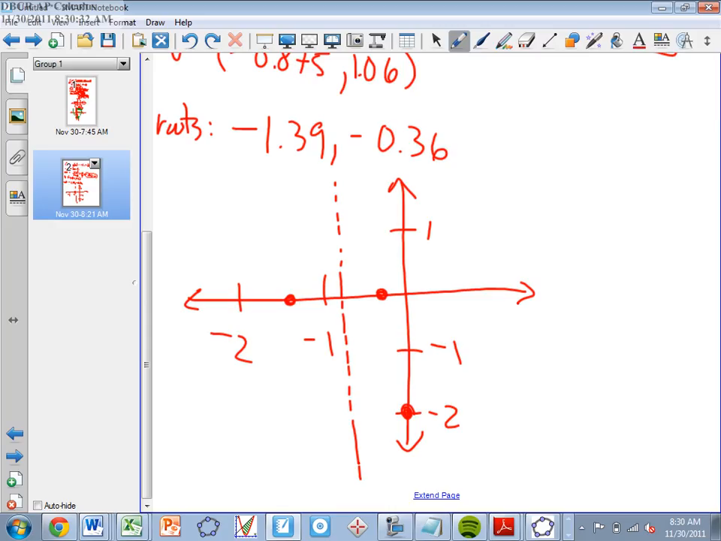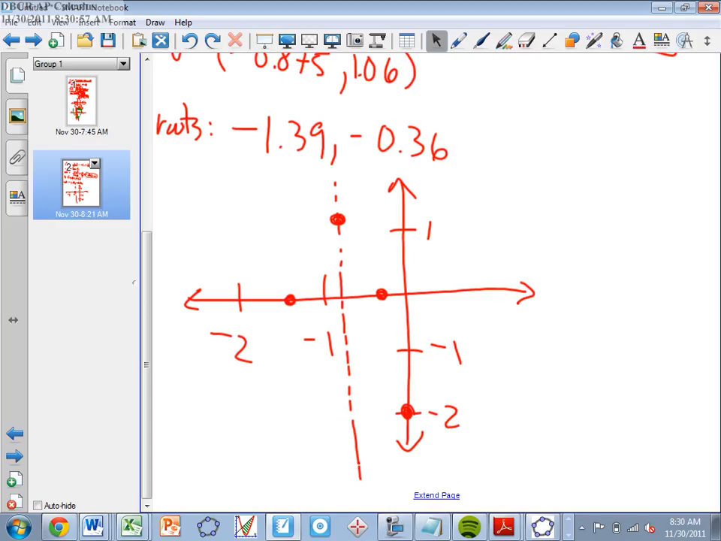The vertex was at negative 0.875, 1.06 up here. So I've got my four major things so far. Now, I've got the axis of symmetry, the vertex, the roots, and the y-intercept. I can add one more point. Who can tell me from the last example, where can I add the fifth point? Where can I add the fifth point? Daniel?